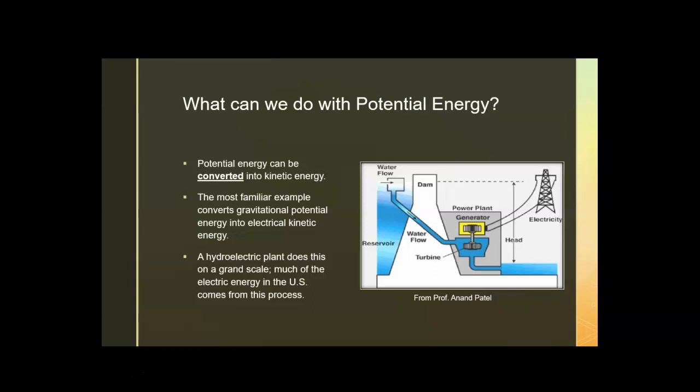As you can see, water comes in from a lake on the left of the diagram and flows down through the dam into the hydroelectric plant. The water flow pushes a turbine. The turbine then powers a generator, and the generator creates the electrical kinetic energy from the gravitational potential energy.